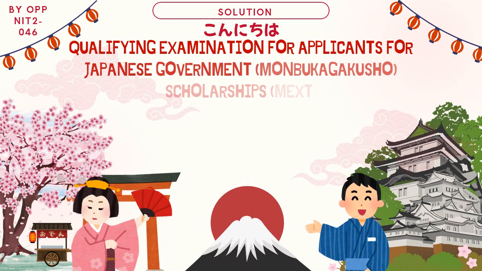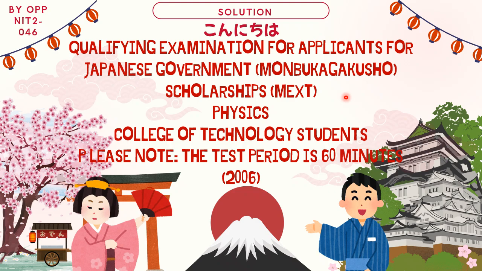This is the qualifying examination for applicants for the Japanese government Monbukagakusho scholarship, MEXT, in physics for college of technology students. Please note that the test period is only 60 minutes, and it is 2006. Okay, let's start.